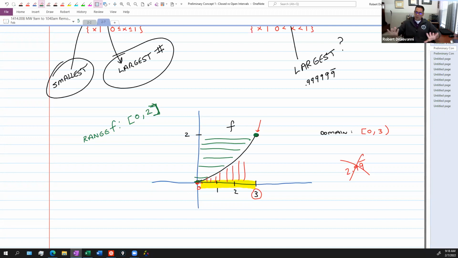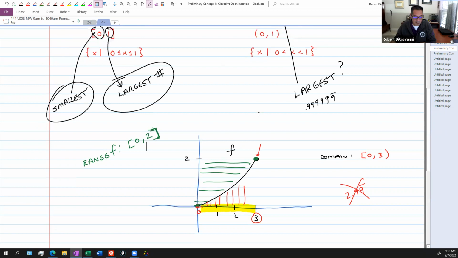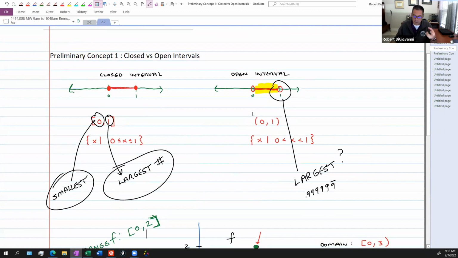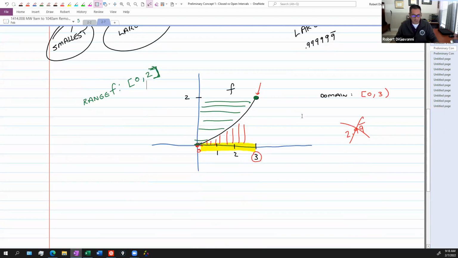All right, that's our first preliminary concept that we need going into today, this idea of open versus closed. By the way, if you have an interval where one side has a bracket and one side has a parenthesis, you can call that either half closed or half open. If both sides are brackets, it's a closed interval. If both sides are parentheses, it's an open interval. But if you have a mixture of bracket and parenthesis, it's called half open or half closed. It's totally up to you what you call it.